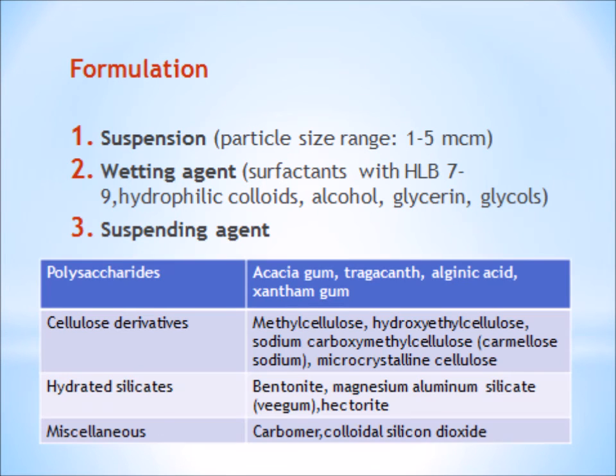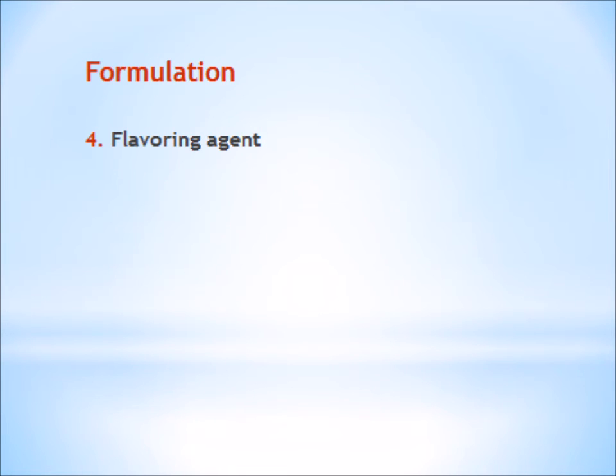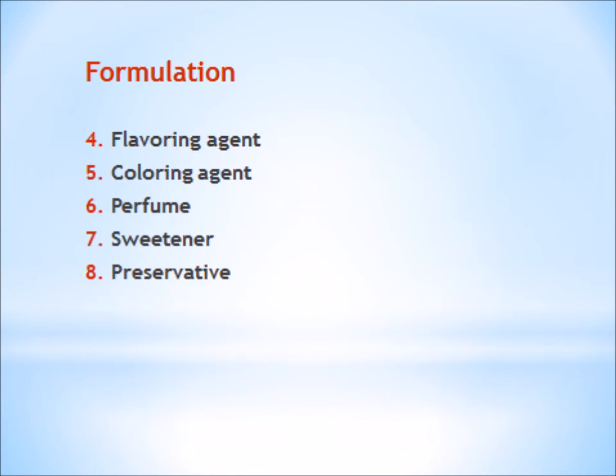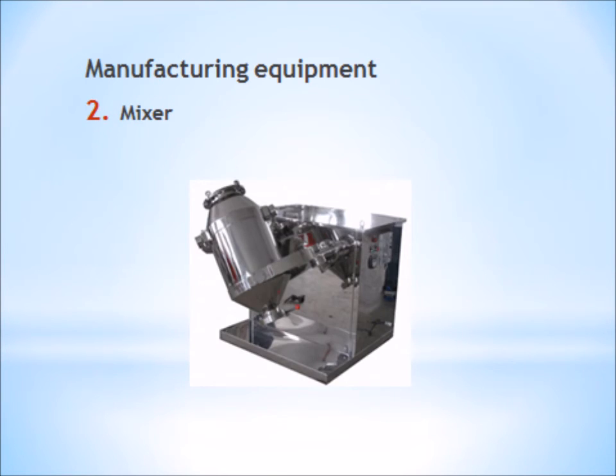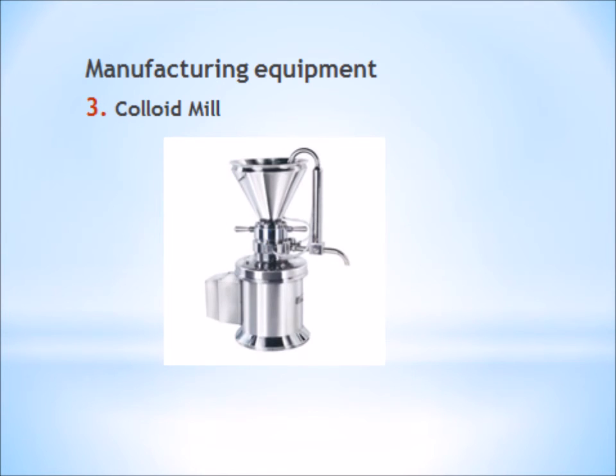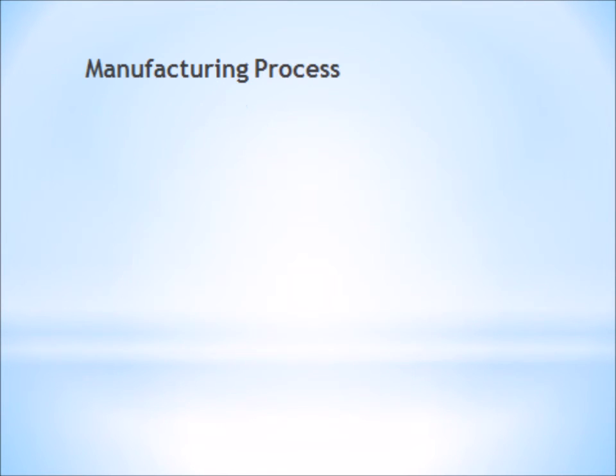Number 3, suspending agent. Number 4, flavoring agent. Number 5, coloring agent. Number 6, perfume. Number 7, sweetener. Number 8, preservative. Manufacturing equipment. Number 1, mixing tank. Number 2, mixer. Number 3, colloid mill. And 4, homogenizer.